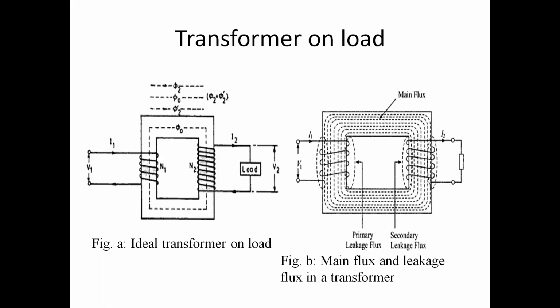So see, this is the diagram, it represents the maximum flux produced by primary, which is confined within the core. Here there are 3 fluxes: the first is due to no load, and when there is load, due to secondary current, there is another flux.